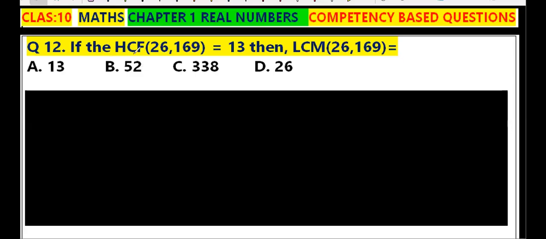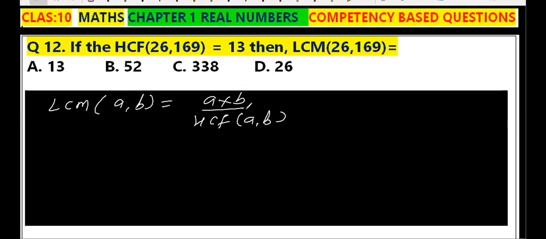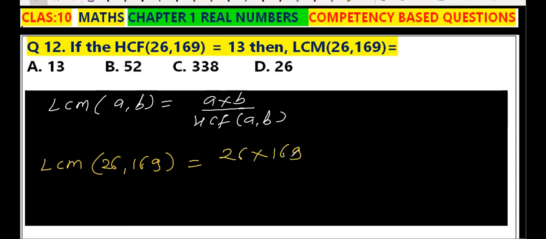If the HCF of the two numbers 26 and 169 is 13, then what is their LCM? We know there is a formula that the LCM of the two numbers A and B is equal to the product of the two numbers upon the HCF of the two numbers A and B. This is a formula. That is why we can say that the LCM of the two numbers 26 and 169 will be given by 26 into 169.